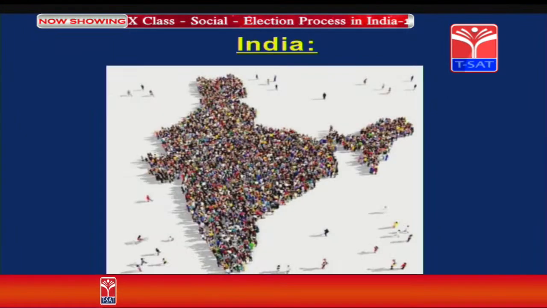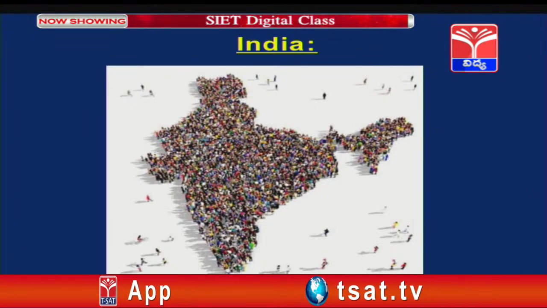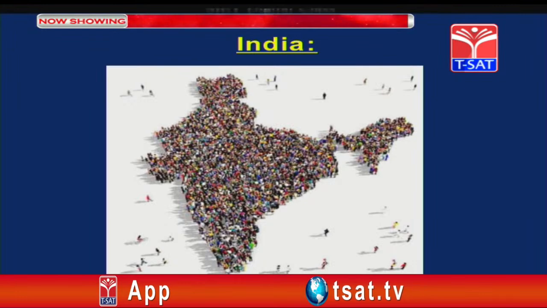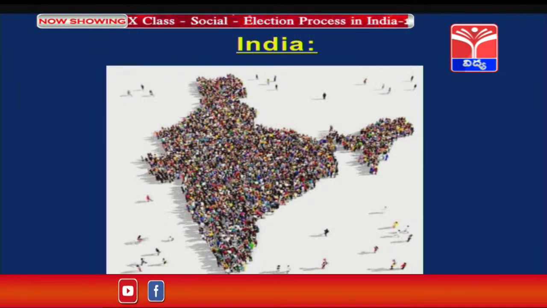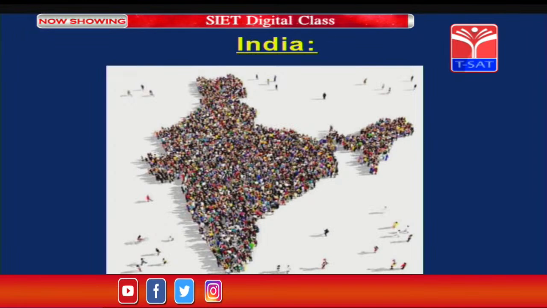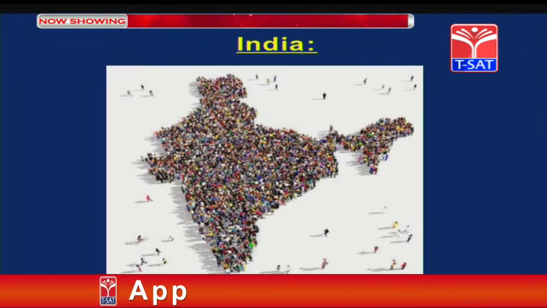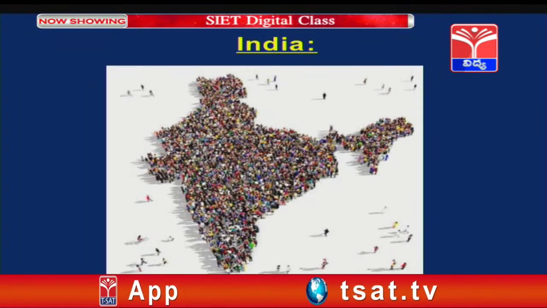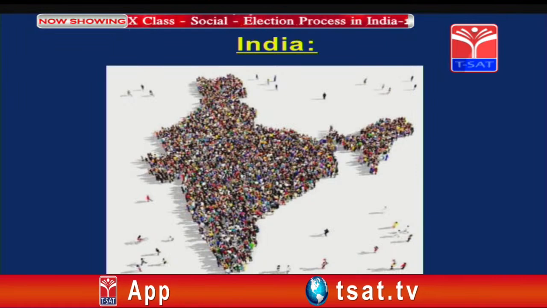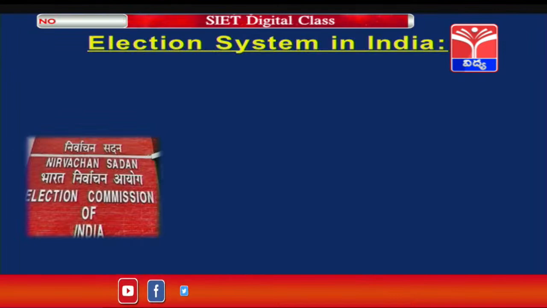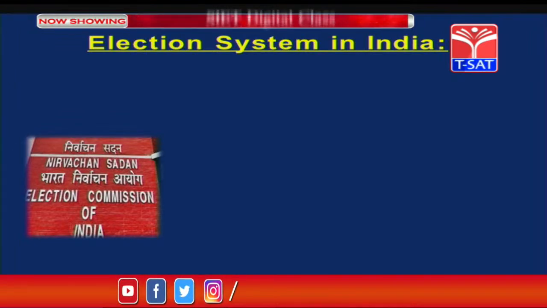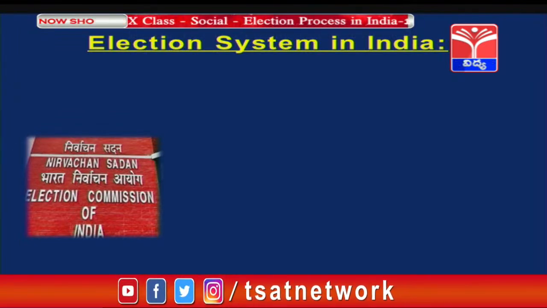Children, India is the largest democratic country and with a huge population. Our India stands in the second place of population. Yes, in such a big country, it is not possible for all the people to gather in one place and take the decisions. So, it requires a system to govern the people. So, this task is done by Election Commission of India.